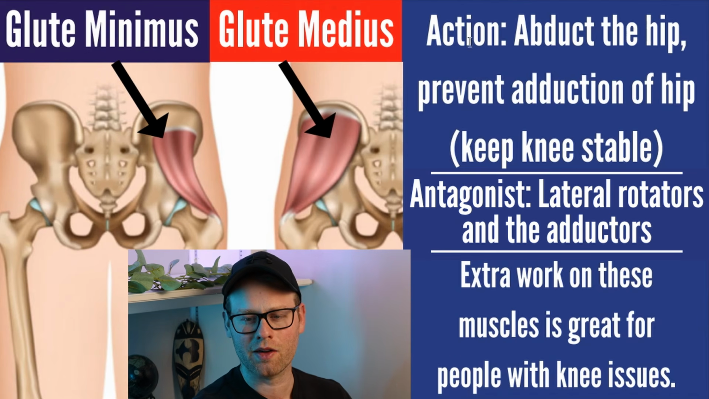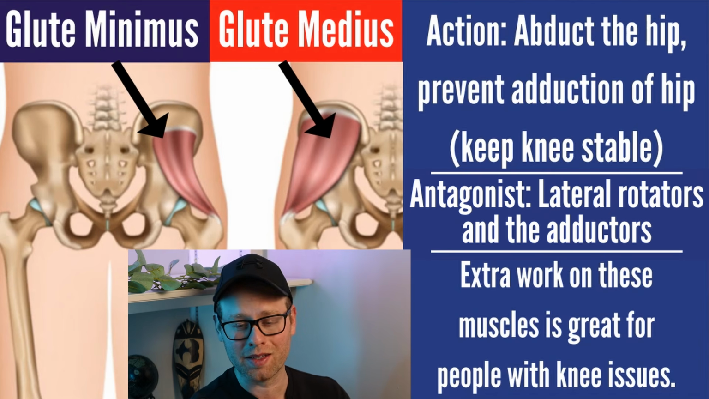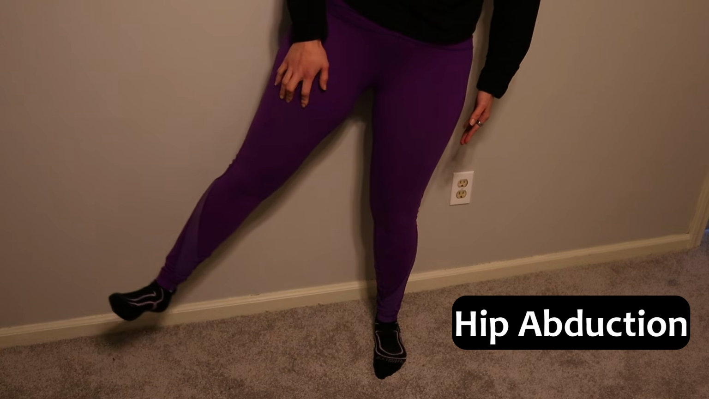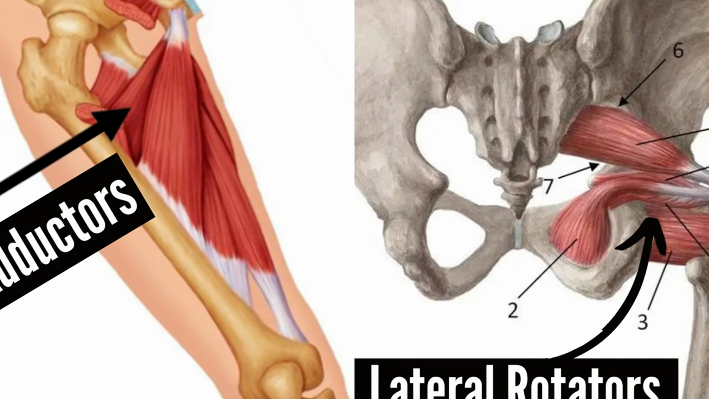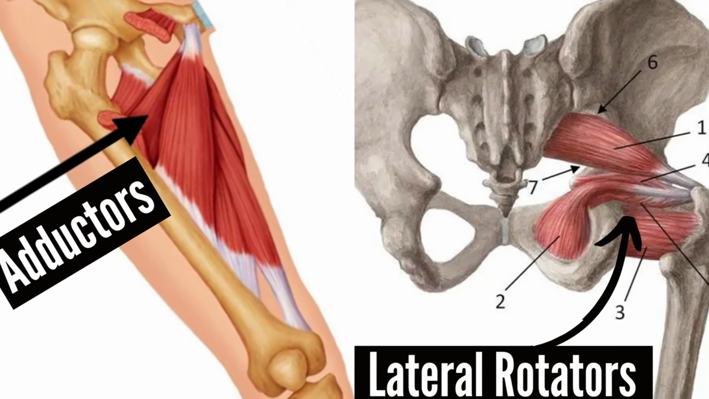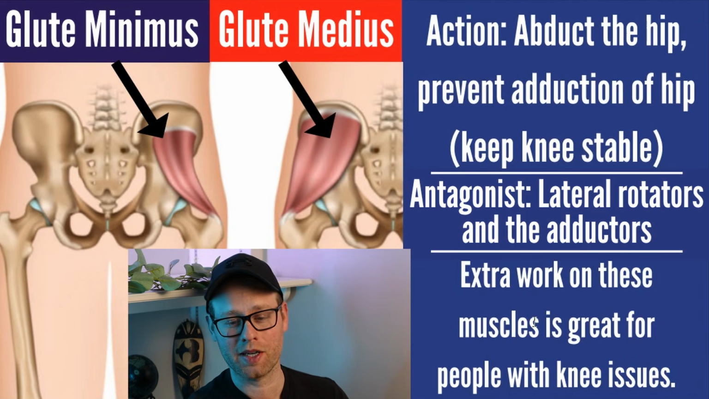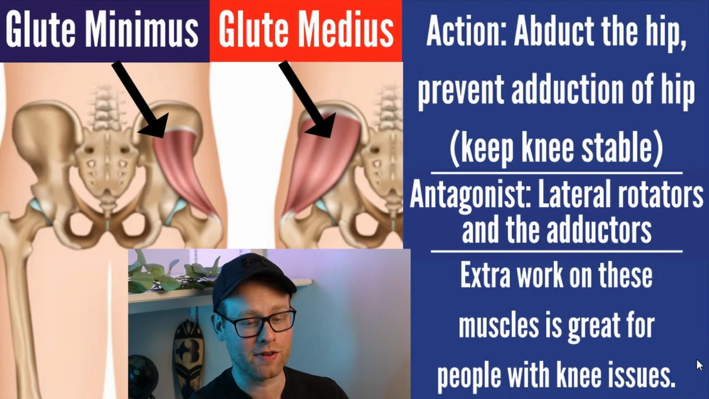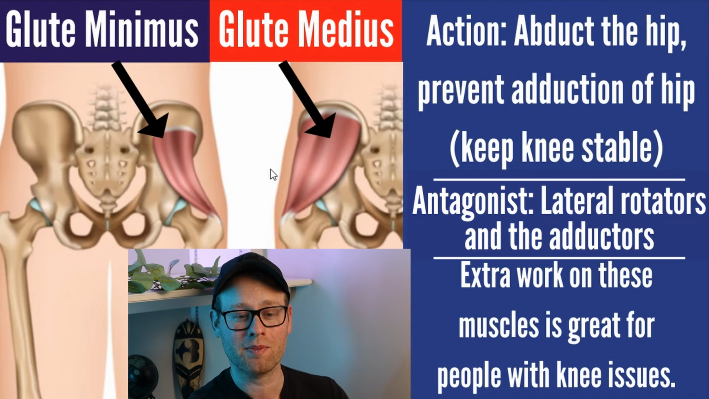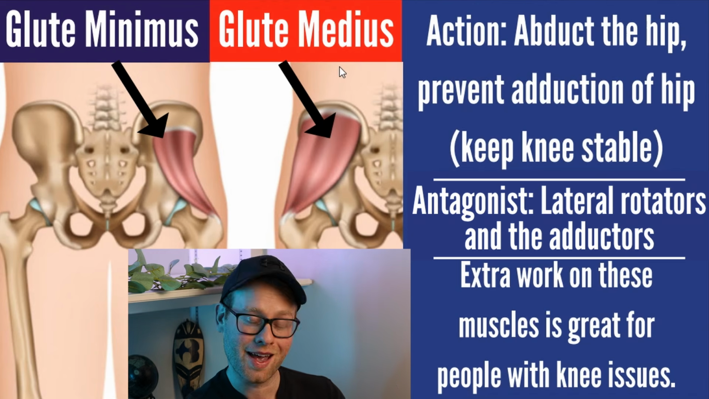And they kind of work together to abduct the hip and prevent adduction of the hip. Basically, they help keep the knee stable. So when we're talking about hip abduction, we're talking about bringing that leg up and out to the side. The antagonists of these two muscles are the adductors and the lateral rotators. We'll cover those muscle groups soon. Extra work on these muscles is great for people with knee issues. That is very true. Honestly, if someone is having knee issues, oftentimes it's because glute minimus, glute medius, and glute max, well, they're not doing what they're supposed to do, so you want to focus on strengthening those muscles.